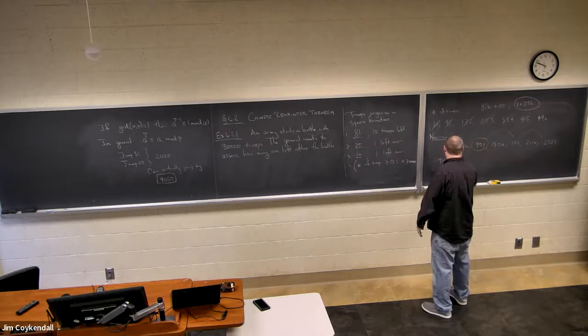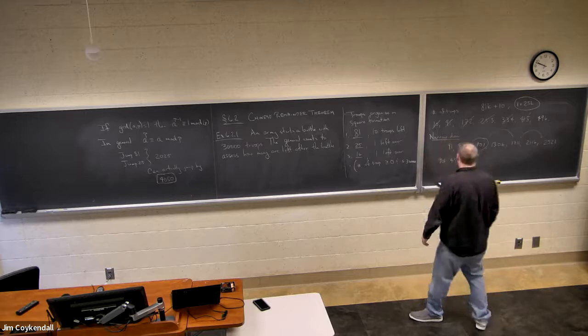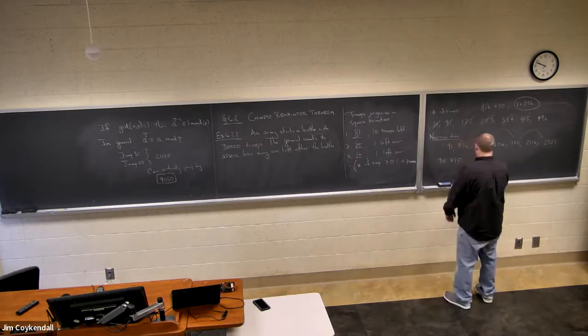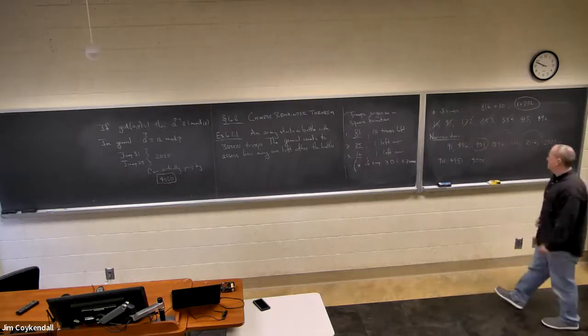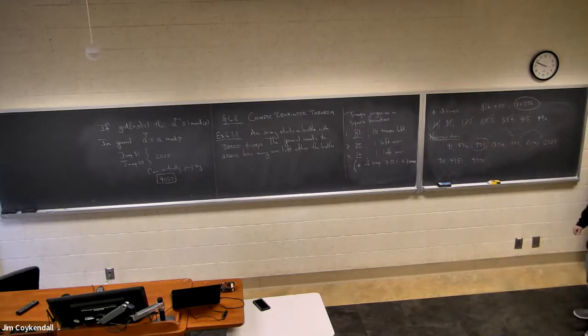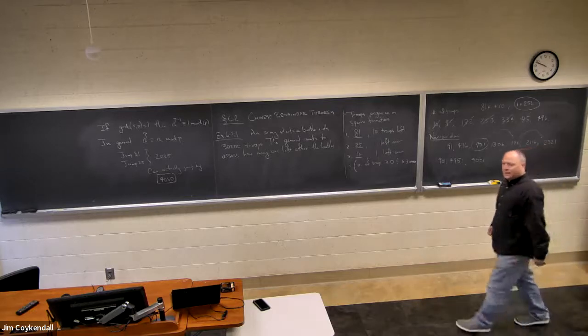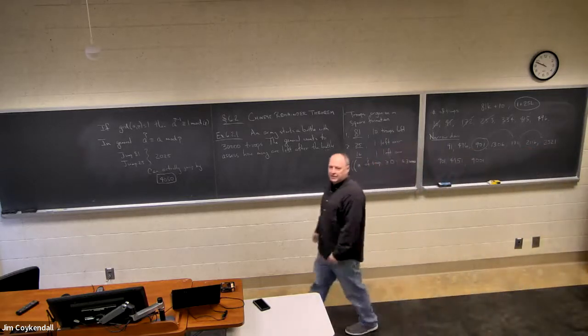So this is 4951. That's going to be 9001. Is 9001 minus 1 divisible by 16?